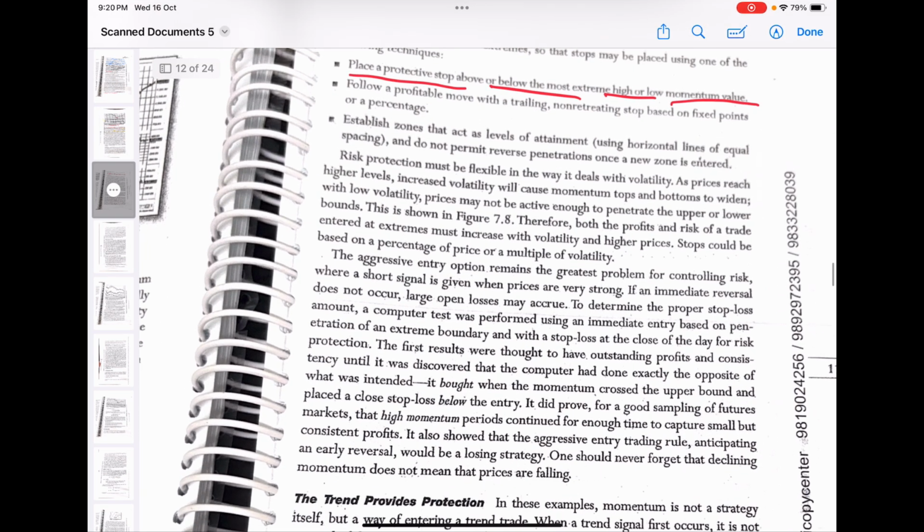Risk protection must be flexible in the ways it deals with volatility. As the prices reach higher levels, increased volatility will cause momentum tops and bottoms to widen. With low volatility, price might not be active enough to penetrate the upper and the lower bounds. But if the volatility is high in the market, then there can be really, really violent moves, and the price can penetrate the high and the low sooner than you can imagine, and it can also cause you to get stopped out. So whenever you're keeping a stop loss, you need to take into account the volatility which is present in the market.